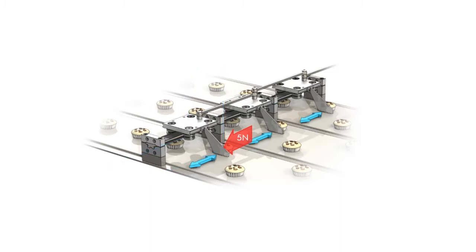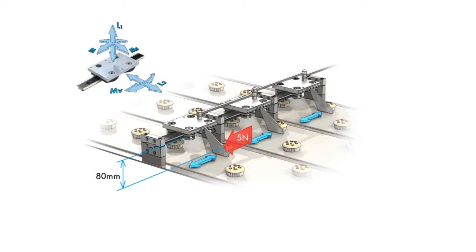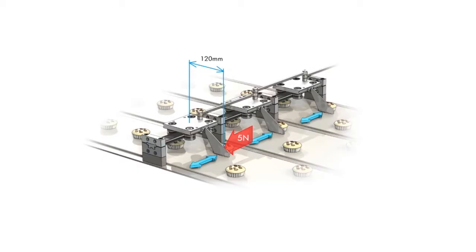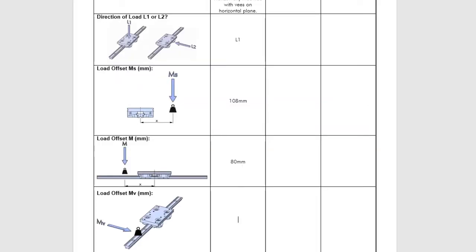Where the resistance to movement acts below the carriage, it applies an M moment to the carriage. The M offset is therefore 80 mm. Where the resistance to movement acts at 120 mm to the side of the carriage, it applies an Mv moment. The Mv offset is 120 mm.